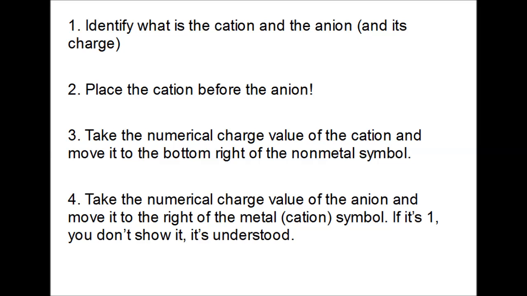Then this might seem a little bit tricky, but once you see a couple of examples, this will be very easy to you. You're going to take the numerical charge of whatever the cation is, and you're going to move it to the bottom right of the non-metal anion. And you're going to do the same thing with the anion. You're going to take its number, not the charge, just its number, and you're going to move it to the right of the metal cation. Okay? And if you have a 1, we're just going to skip it for now because it's understood that it's going to be a 1.